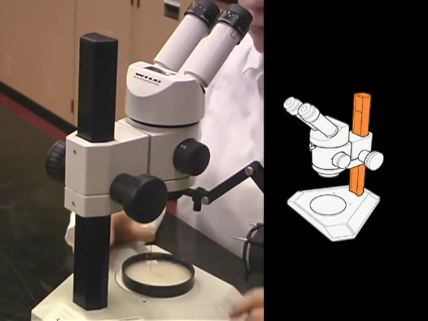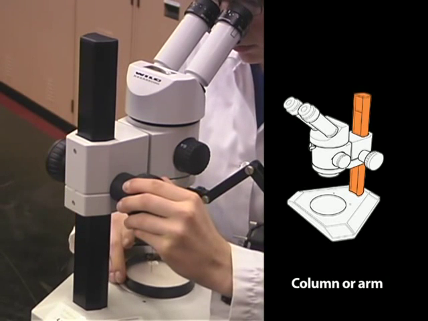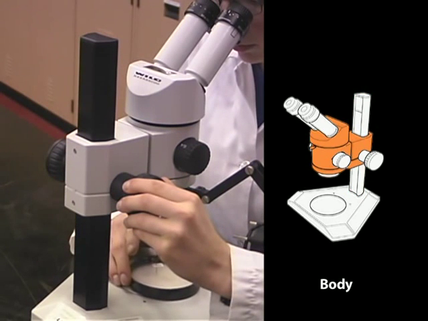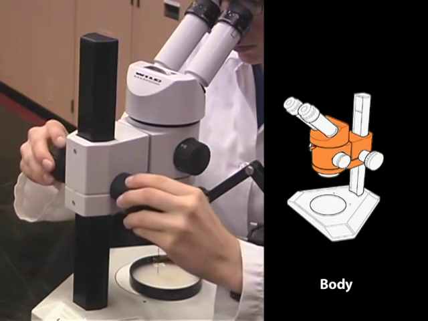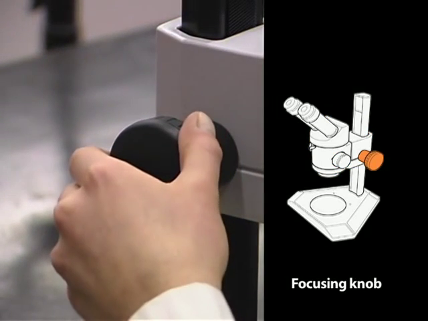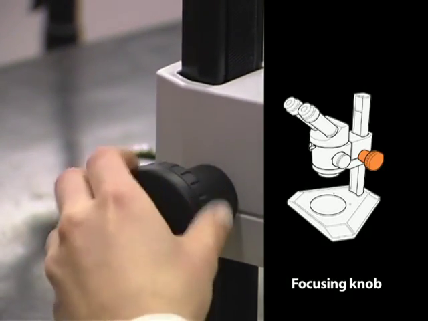In a stereo microscope, a column or arm connects the stage to the rest of the microscope. The body of the stereo microscope holds the lenses and focusing mechanism. Stereo microscopes have only one focusing knob. With this knob, you move the body of the microscope closer or further away from the object.